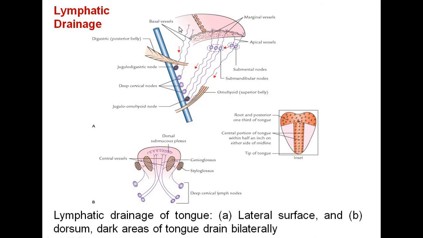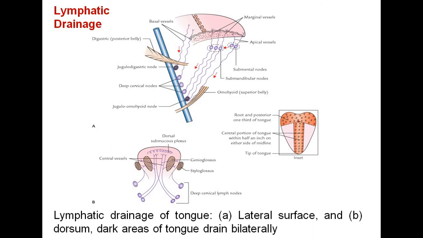The basal vessels drain the root of the tongue and get drained directly into the jugulo-digastric and the upper deep cervical groups of lymph nodes, whereas the central vessels drain bilaterally into the deep cervical groups of lymph nodes. Remember this diagram; this area shows the bilateral draining of the lymphatic vessels.